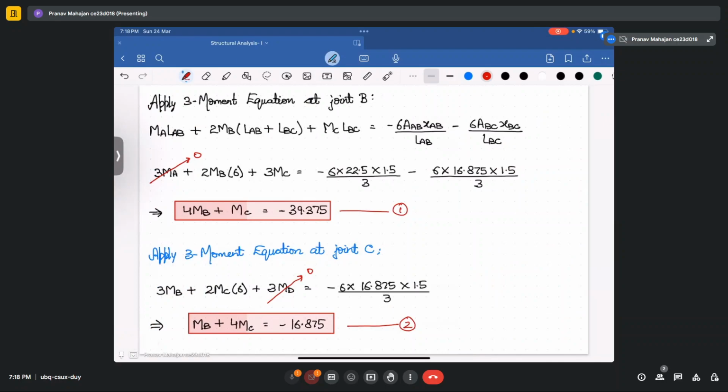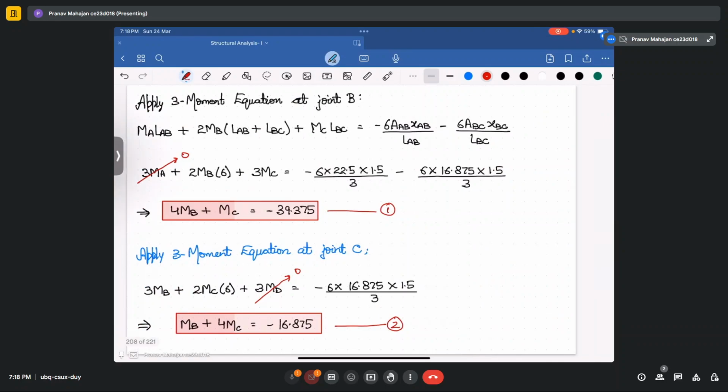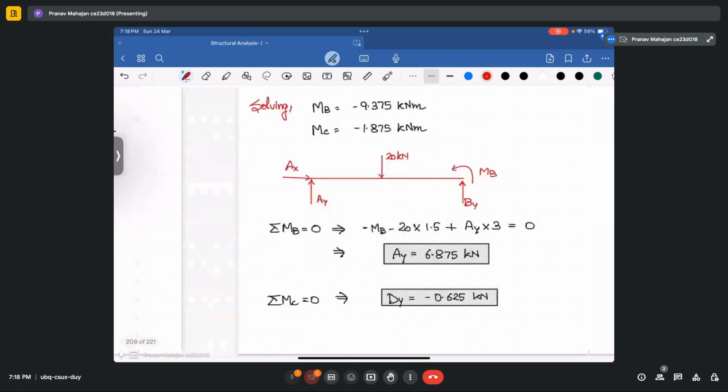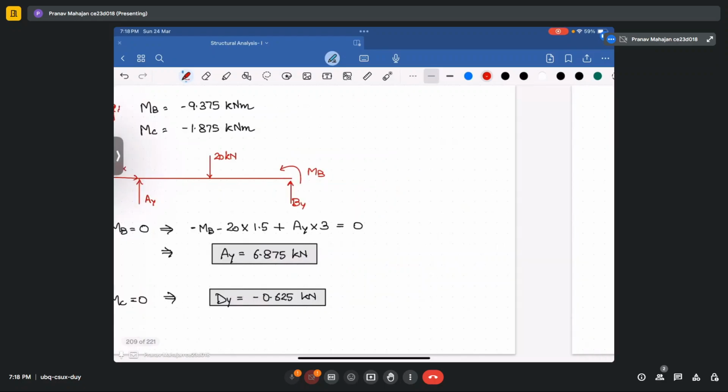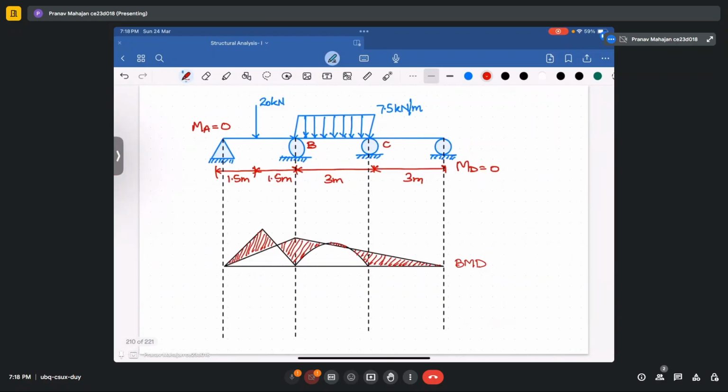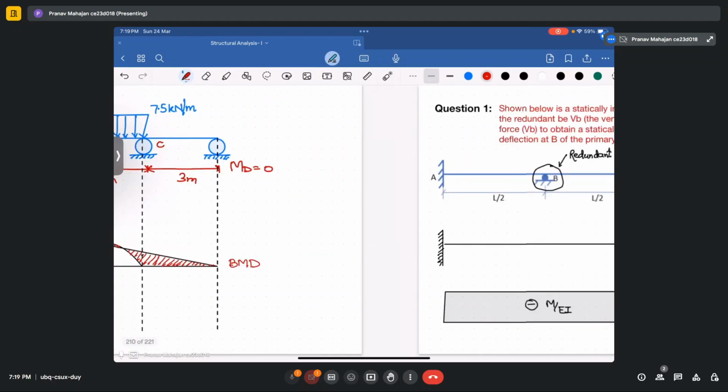So this is the problem that we have solved for the three moment equation, and we have applied the three moment equation at both joint B and joint C. Using that, we have got two equations. From the two equations, we got the two values of MB and MC, and based upon that, substituting the bending moment diagram for the external loading as well as for the internal MB and MC that we have got, finally we will determine the bending moment diagram of the whole structure.